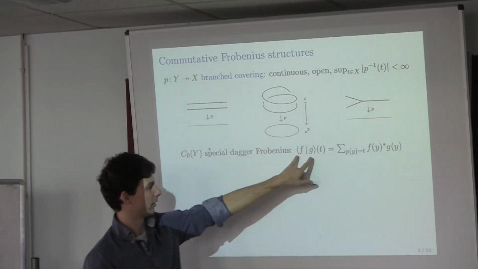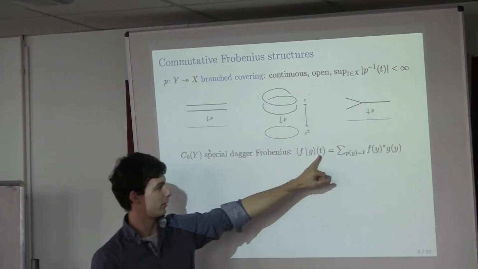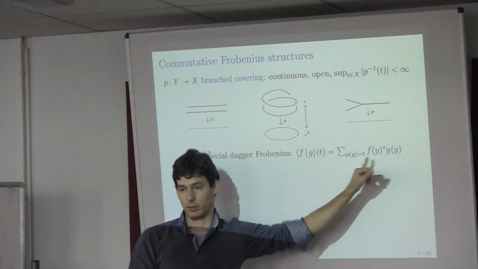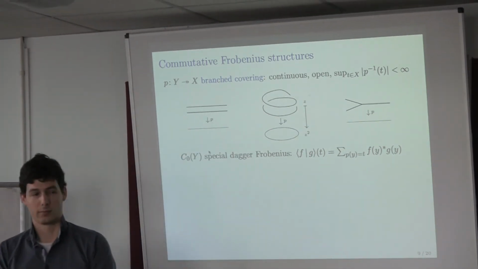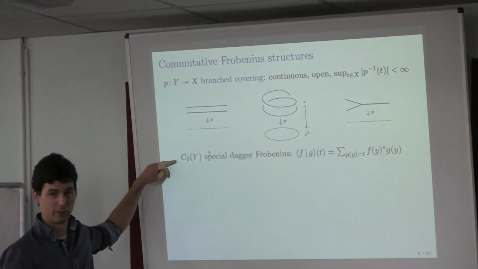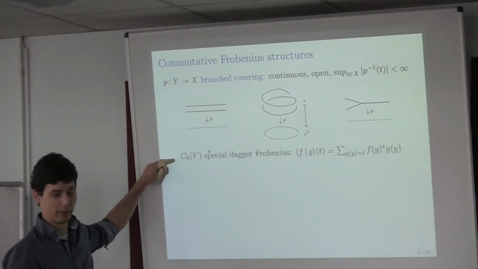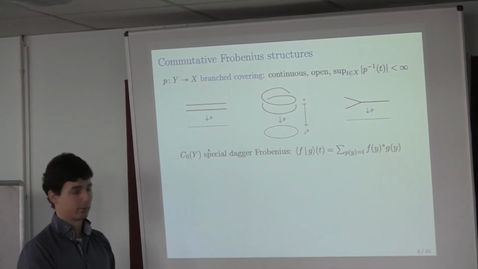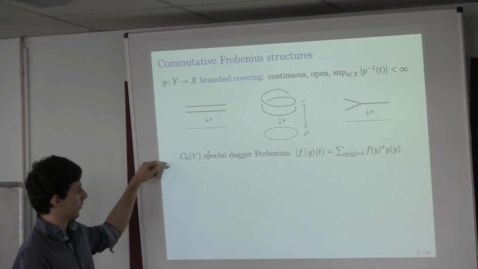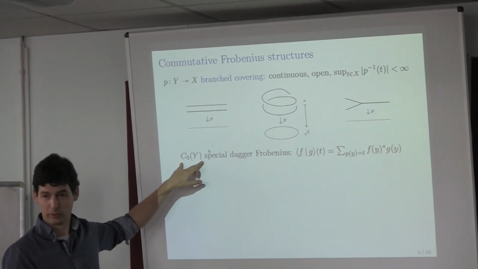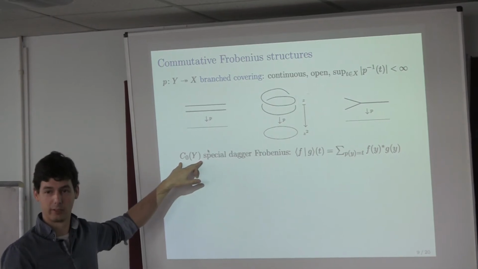An inner product has to take values in C0X, so it has to say at each point of the base space some complex number. That's the complex number. And the theorem is, each such thing gives you a special dagger Frobenius algebra. Conversely, every special dagger Frobenius algebra is of that form. So this thing is a Hilbert C0X module. That's what you were asking, right?